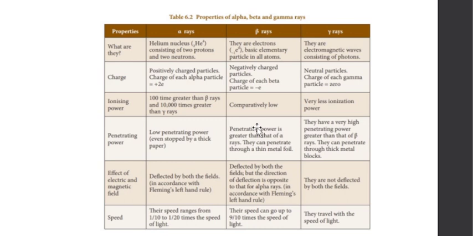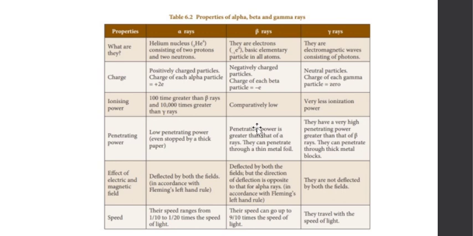The next thing we are going to discuss are the properties of alpha, beta, and gamma rays. So what are they? Alpha rays are helium particles, beta rays are electrons, while gamma rays are electromagnetic waves. The charges: alpha ray is positively charged, beta ray is negatively charged, while gamma ray is neutral. Ionizing power: alpha rays have 100 times greater ionizing power than beta rays and 10,000 times greater than gamma rays. Comparatively low for your beta, and then the very lowest ionization power is possessed by gamma rays amongst the 3. The penetrating power of alpha is the lowest, followed by that of beta, and then the highest penetrating power is possessed by gamma rays.